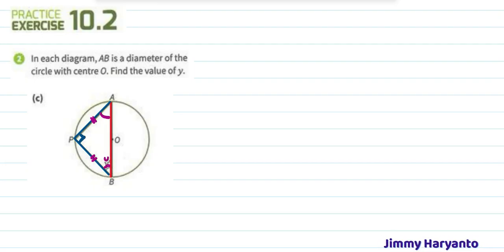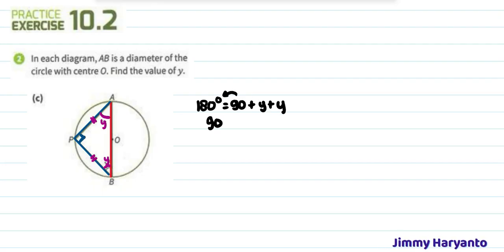So if the bottom part is y, that means the top part will be also y, and the sum of them will be 180 degree since it's a triangle. So 180 degree equals to 90 degree plus y, move the 90, so you'll have 90 equals to 2y. That means y equals to 90 divided by 2, it's 45 degree.